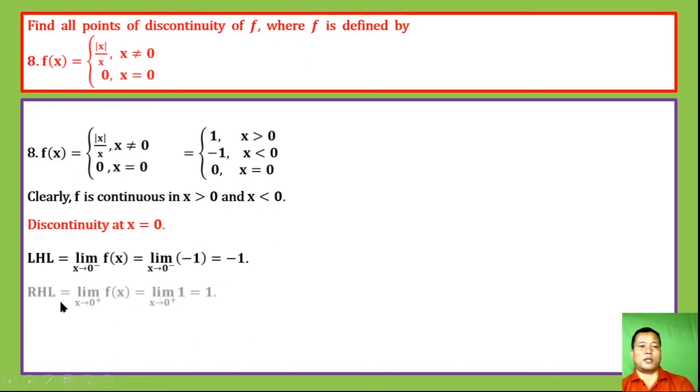we get minus 1. Right hand limit at 0, 1, which is also 1. Therefore, left hand limit does not equal right hand limit. Implies f is discontinuous at 0. F is discontinuous at 0.